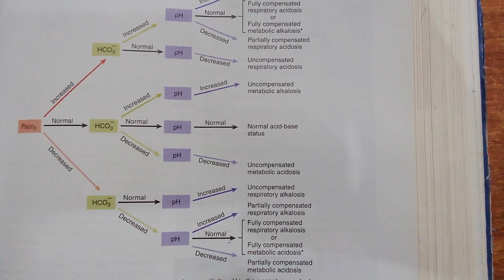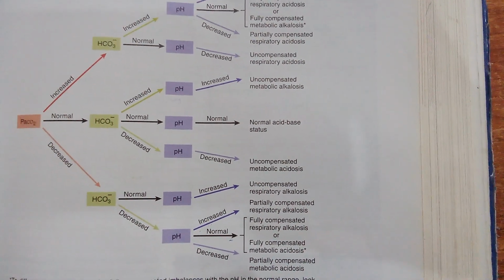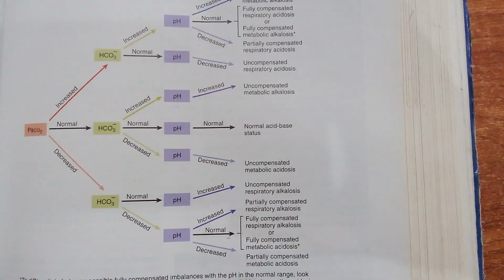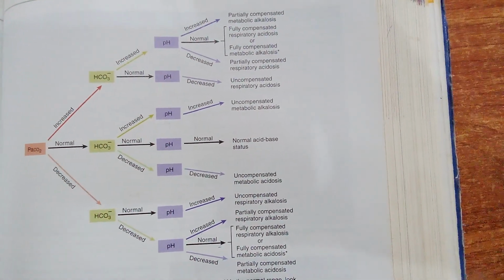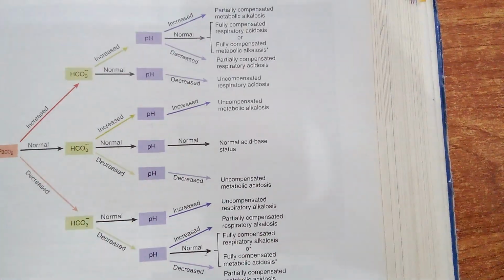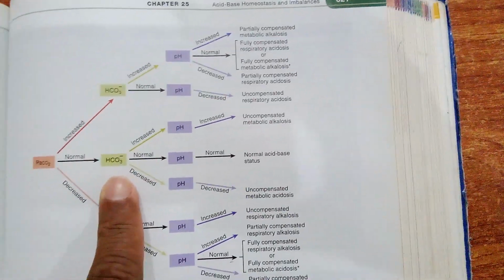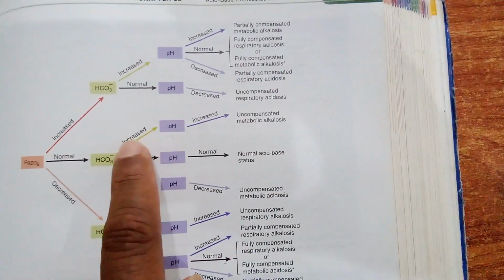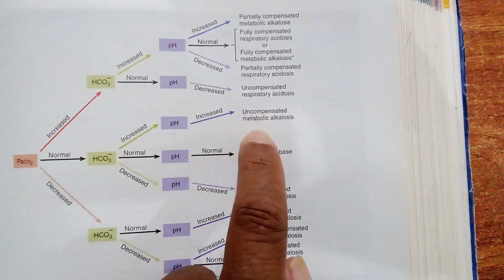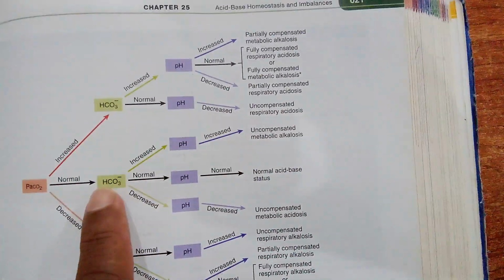Here, if partial pressure of arterial carbon dioxide is normal, then look at bicarbonate ion. There will be three possibilities. It will be either increased, normal, or decreased. Here we are. If bicarbonate ions are increased, then look at pH. If pH is increased, then it is uncompensated metabolic alkalosis.